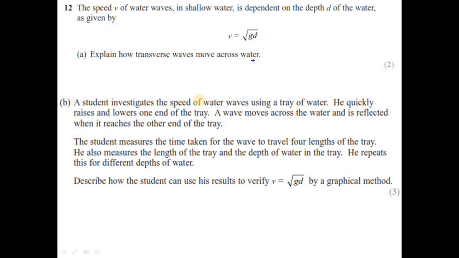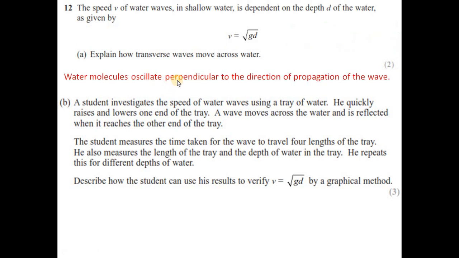The motion of transverse waves is such that the oscillations are perpendicular to the direction of propagation. So particles oscillate up and down, for example, and the wave is moving horizontally. Both are perpendicular. That's why we call it a transverse wave. Water molecules oscillate perpendicular to the direction of propagation of the wave.